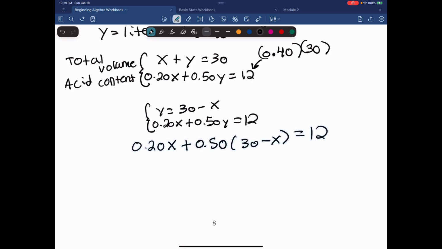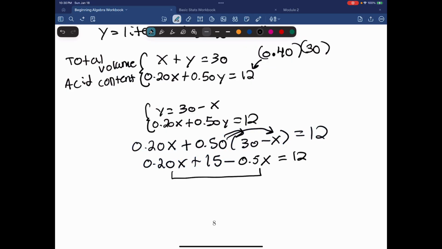And now, let's solve for x. I'm going to first start by distributing in the 0.5. So we get 0.20x, 0.5 times 30 is 15, minus 0.5 times x is just 0.5x. We're going to set that equal to 12. And then I'm going to combine our like terms. 0.2 minus 0.5 is negative 0.3x plus 15 equals 12.